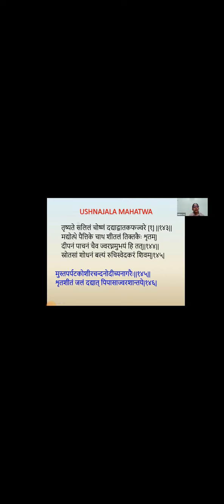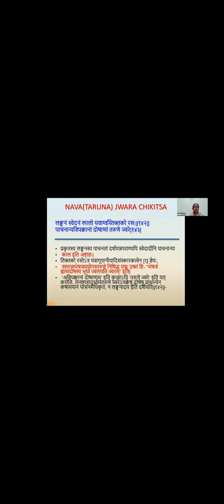So Langana, Svedana, even externally when we are doing the Guru Pravarana has been mentioned. So when the person who is having the Jwara completely covers with the blanket also, it will cause the Svedana. So externally as well as internally, in the form of Ushna Jala or even Shadanga Paniya etc., it will act as a Svedana. So this is Langana, Svedana and Kala. He's telling here, Kala iti Ashtahaha.